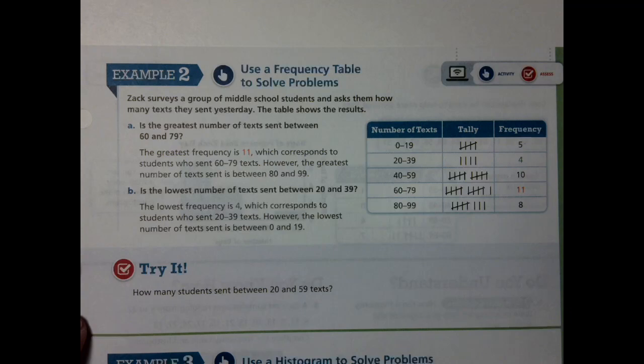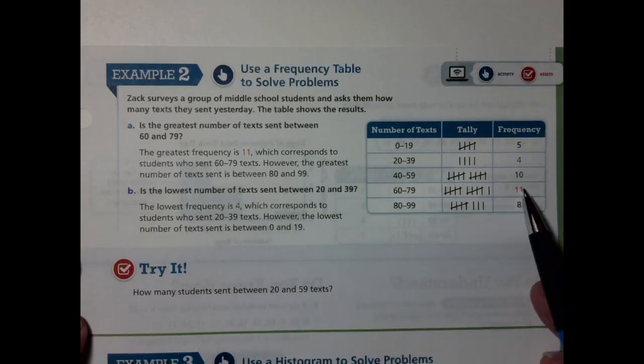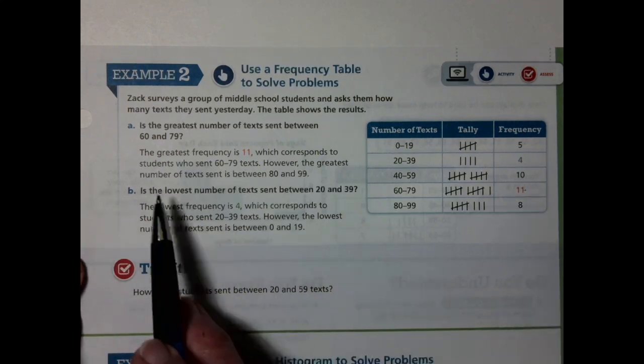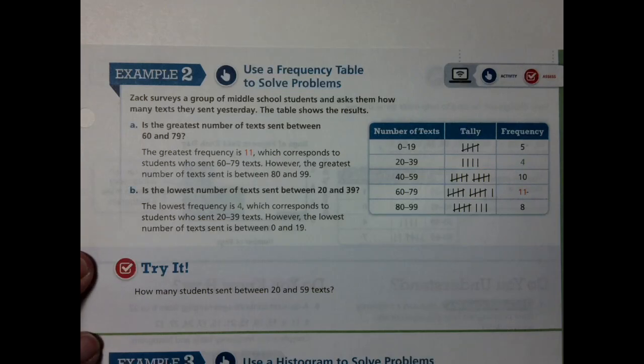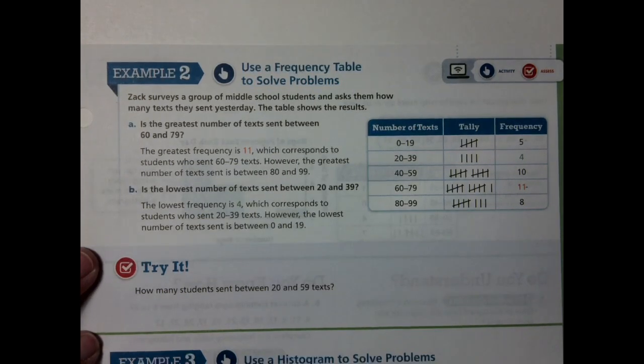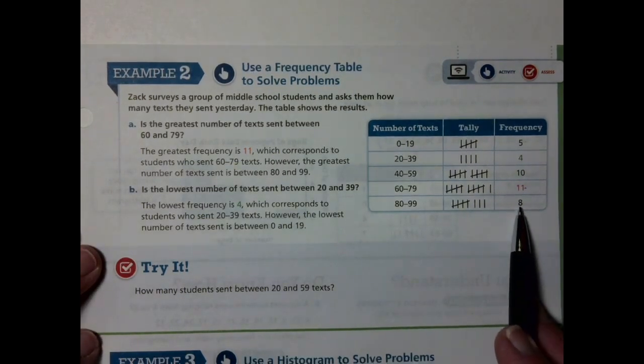So, part A says, is the greatest number of texts sent between 60 and 79? And the answer is yes. The greatest frequency is 11, which corresponds to the students who sent 60 to 79 texts. However, the greatest number of texts sent is this one.